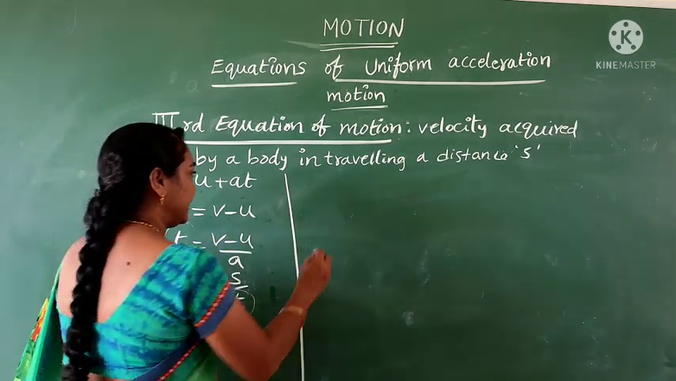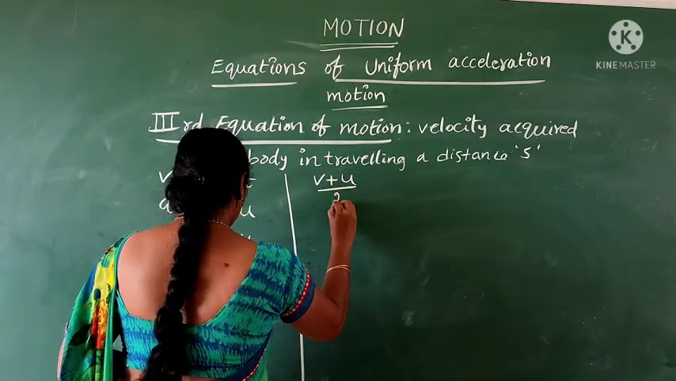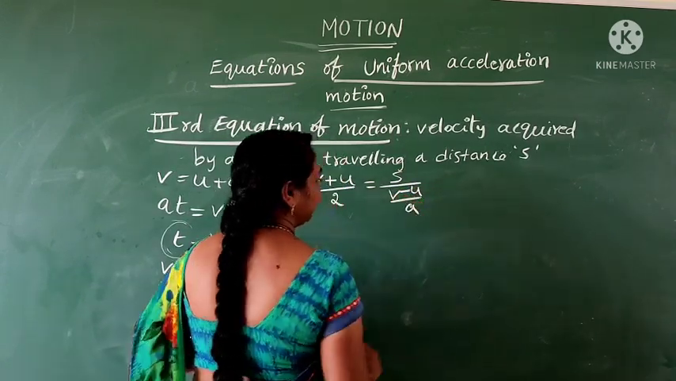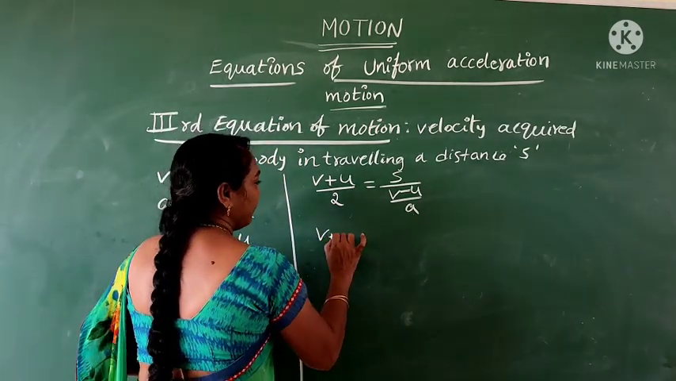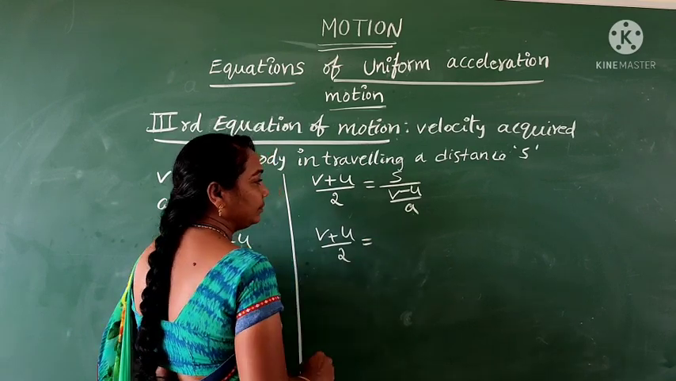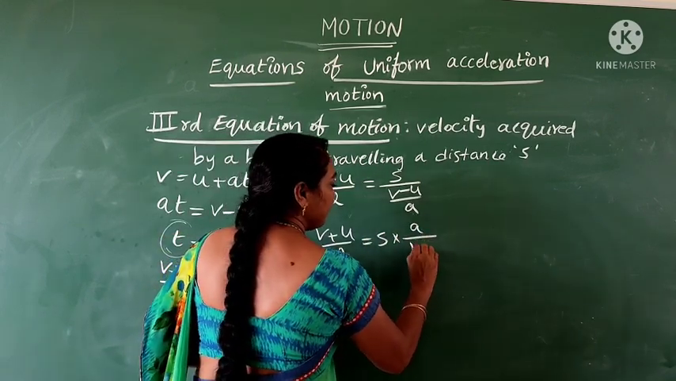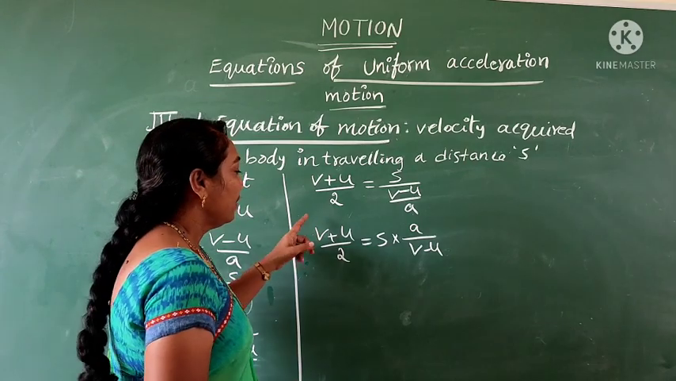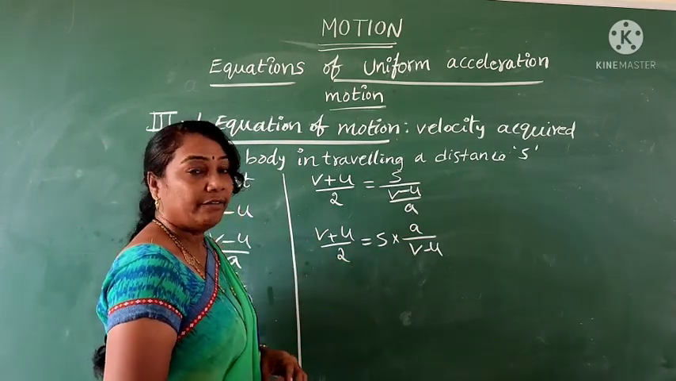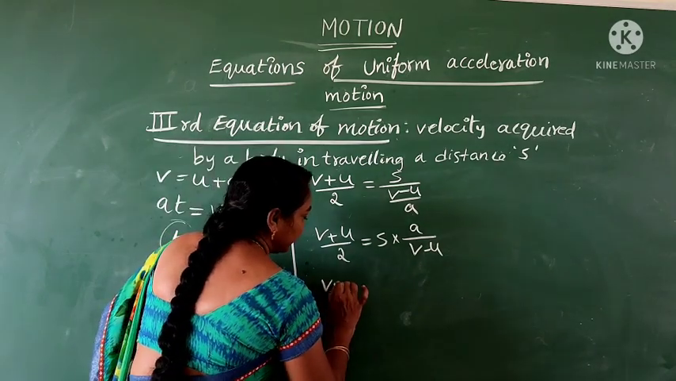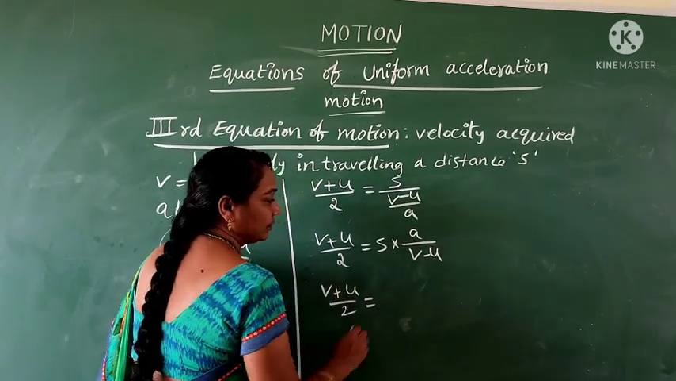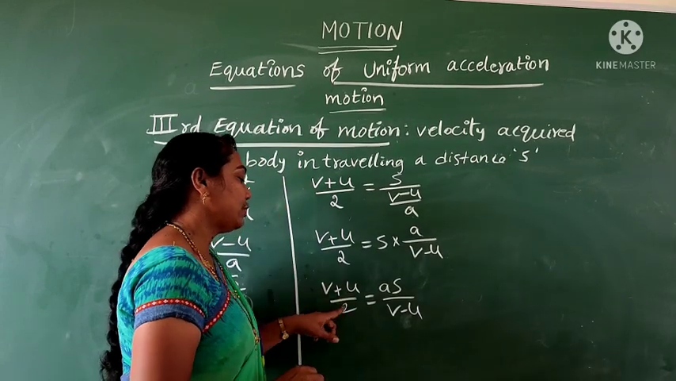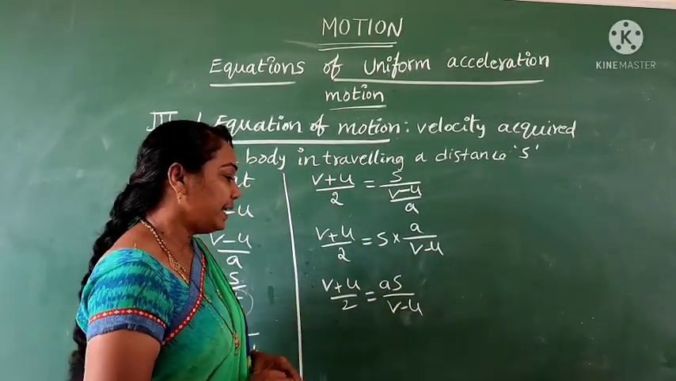We will write this equation once again. v plus u by 2 equal to s by v minus u by a. This will be written as v plus u by 2 equal to s into a by v minus u. Do you understand how I write here? From this, v plus u by 2 equal to as by v minus u.